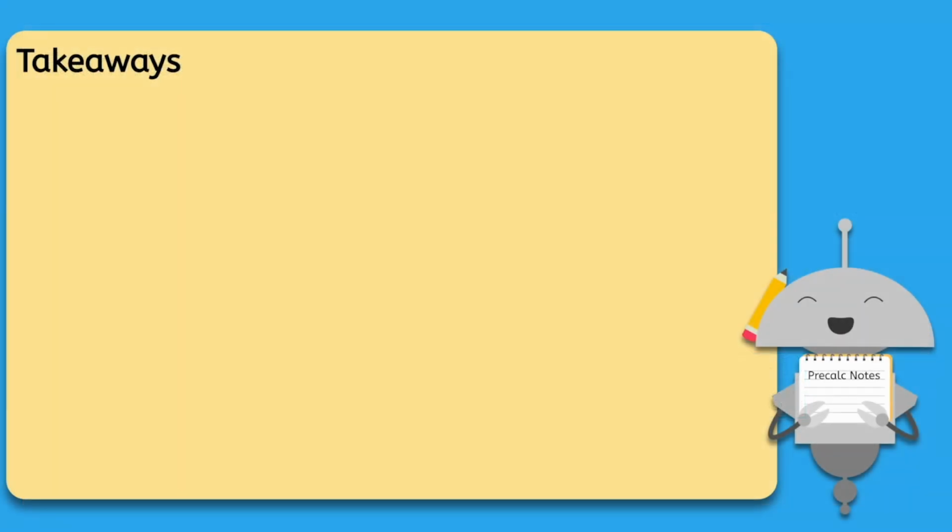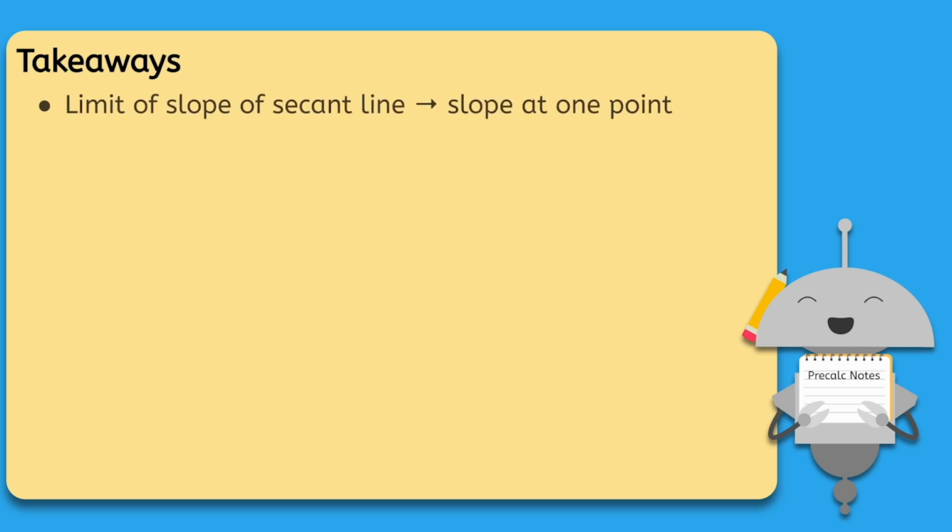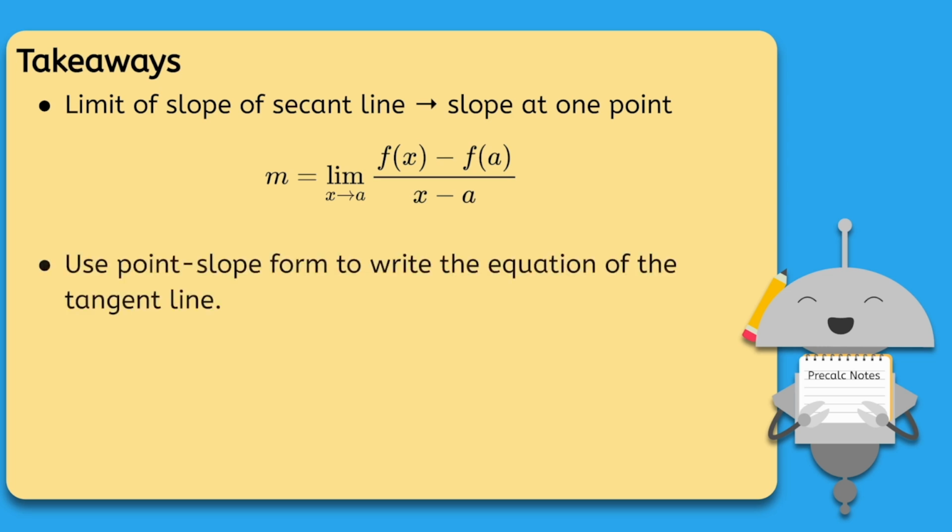Great work! Let's take a look at our key takeaways for today. Today you learned that you actually can find the slope at a single point on a curve by finding the limit of a secant line as one point approaches the other. Once you have the slope, you can write the equation of the tangent line in point-slope form.